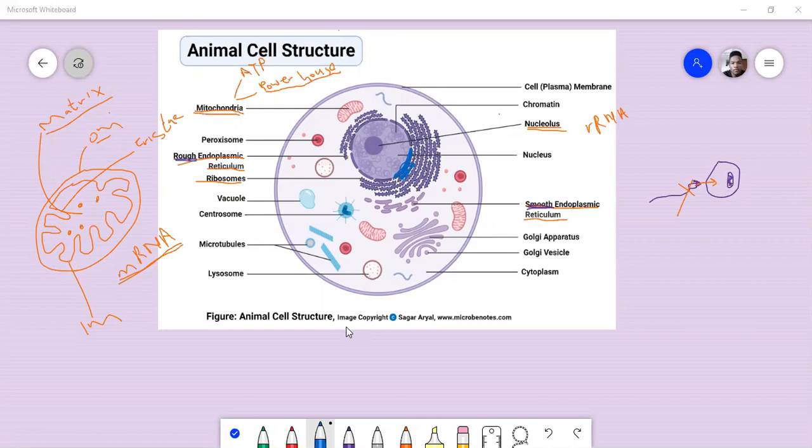right? And then your smooth endoplasmic reticulum doesn't play any role when it comes to protein synthesis. It has nothing to do with protein synthesis. But it does what? It does lipid metabolism, right? It's involved in lipid metabolism. Guys, if I'm too fast, please tell me. I'll slow down. If there's something you didn't understand, tell me.